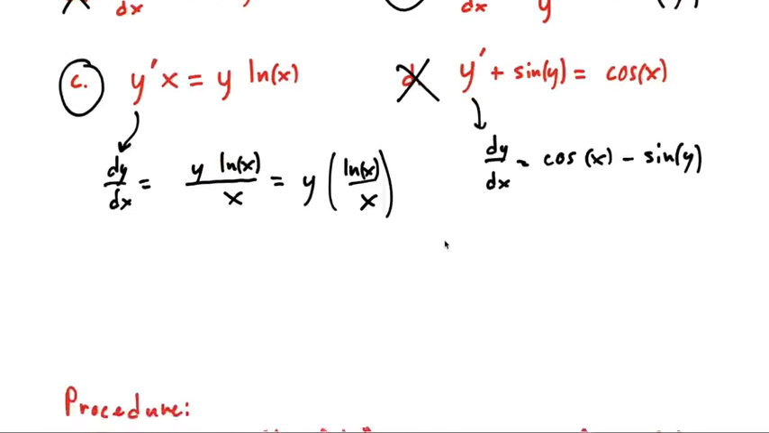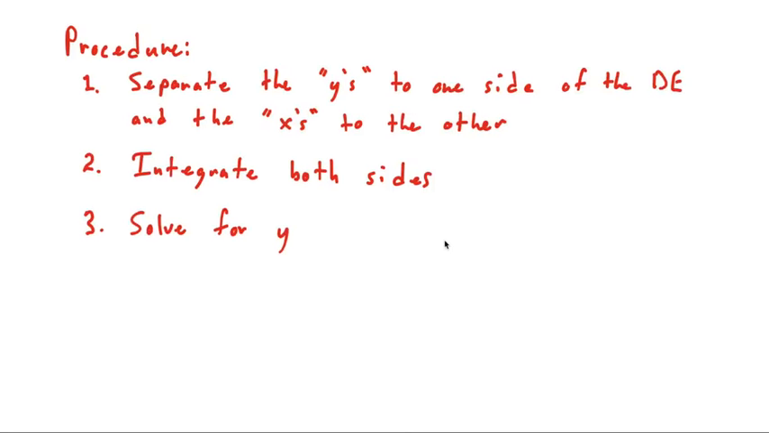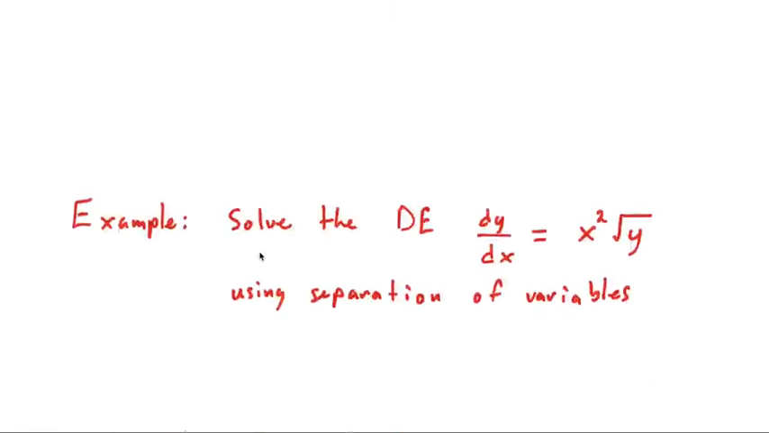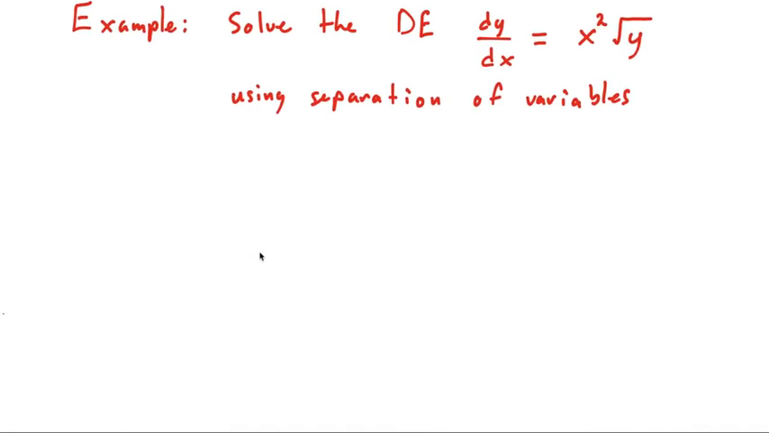Let's talk about the technique of separation of variables, now that we've practiced identifying separable differential equations. The first step is to separate the y's and the x's to different sides of the equal sign. This is the whole reason why these differential equations are called separable. We can separate the two different variables. Once we've successfully separated the variables, the next step is to integrate both sides, and then finally, we try to solve for y. Here's a simple example that we can work through to see how this technique can be used.